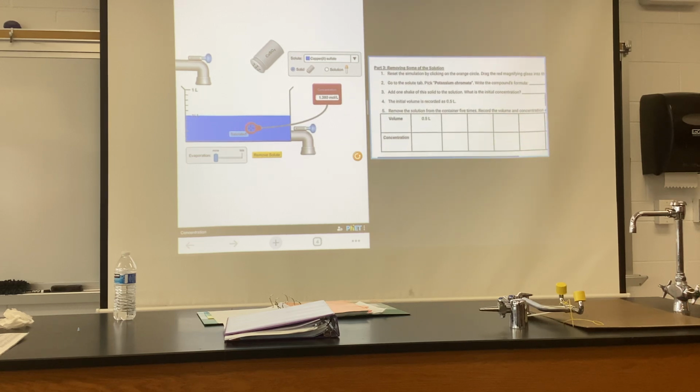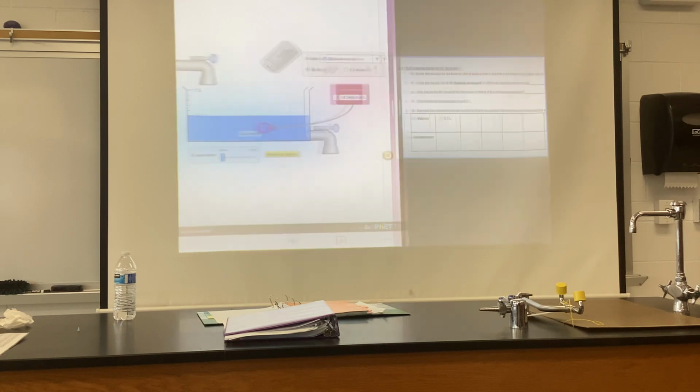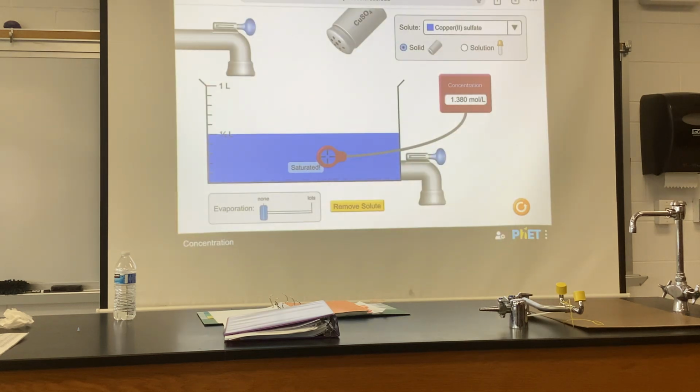Which is removing some of the solution. So what does that mean? I'm going to zoom out, make it whole screen. That's better. You can see that the concentration right now is 1.38. However, if I drain some of the volume of this solution out, what has changed? The concentration did not change. It is constant. However, I did lose a lot of the volume of water. Right, guys? We good?